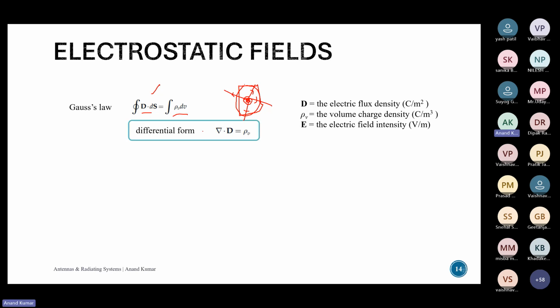And in the differential form, this is given as the divergence of the electric flux density. So I'll quickly write this. If you take this delta of a vector field as a scalar product, this is divergence. I'm sorry, I don't have my stylus with me, so I'll have bad handwriting. Just as a reminder, this is divergence.